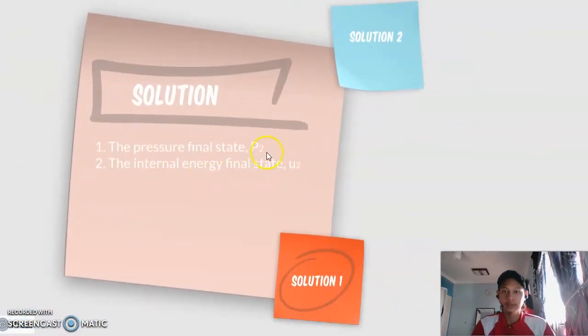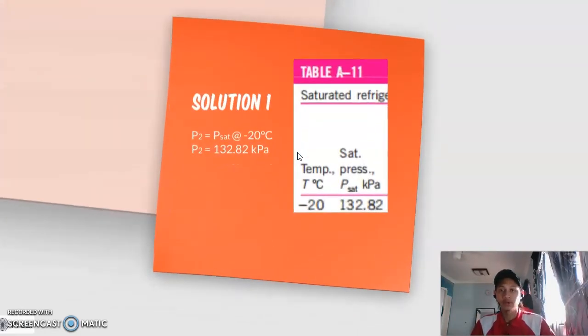So for solution 1, we must find the pressure at final state, which is P2. The solution is very simple. The P2 is equal to P saturation at negative 20 degrees Celsius. We take the value from the property table. So this is the property table. The temperature is negative 20 degrees, and the saturation pressure or Psat is equal to 132.82 kilopascal, and this is the answer.